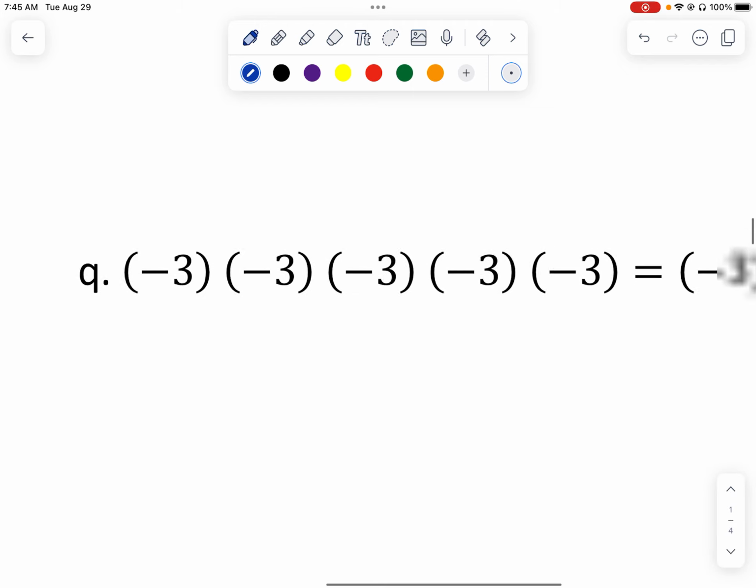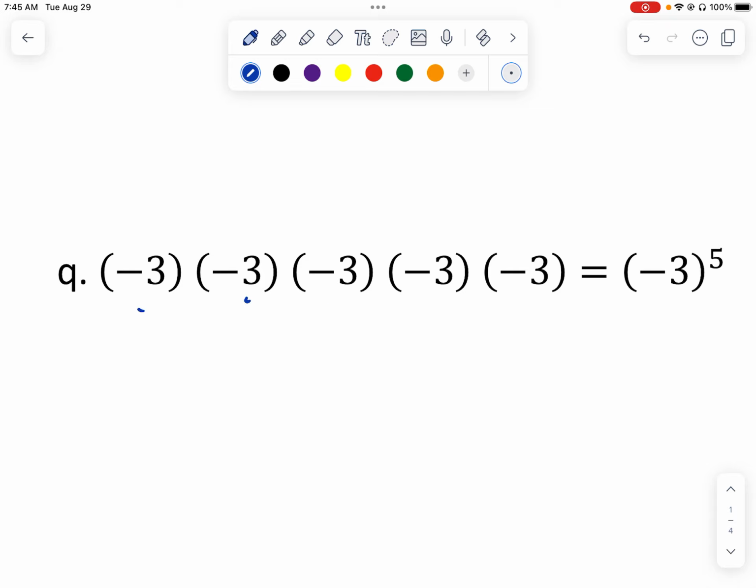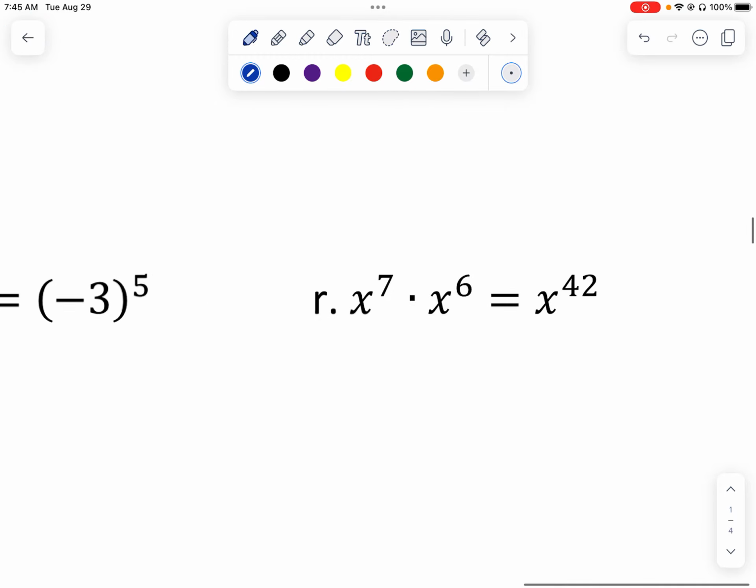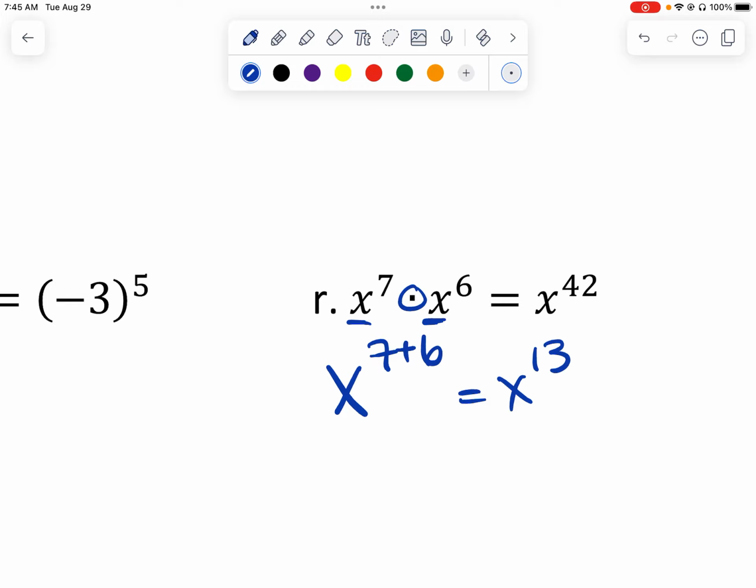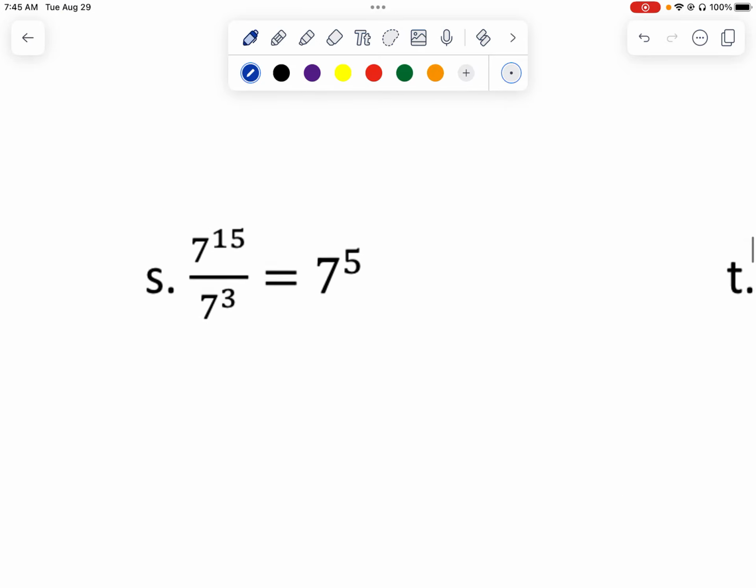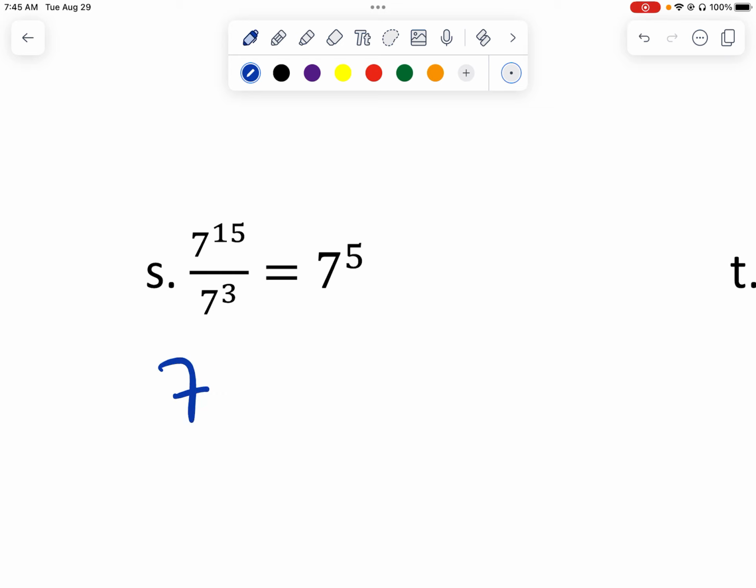This one, I have 1, 2, 3, 4, 5. This is a true statement. This one, I have bases that are the same. There's multiplication, so I add my exponents. X to the 13th power. This one, I write down my base. I subtract my exponents. I get 7 to the 12th. So this was a false statement.